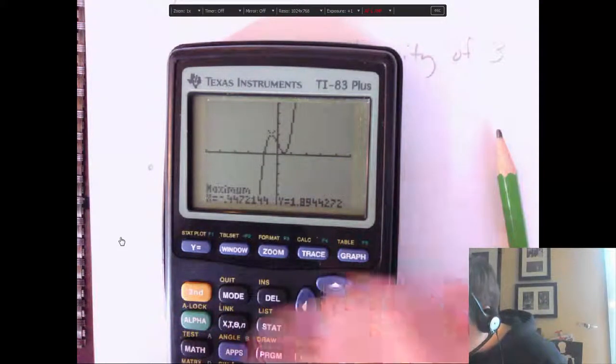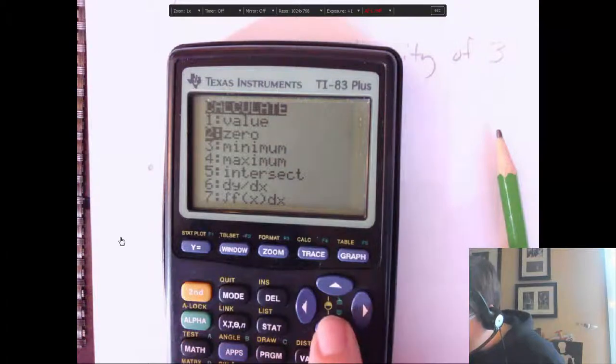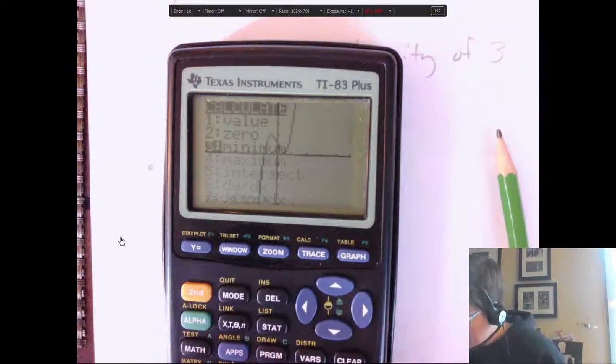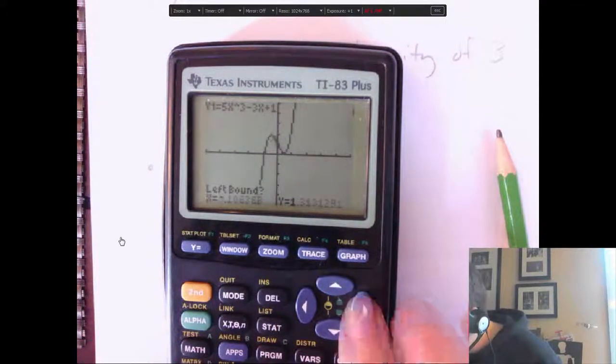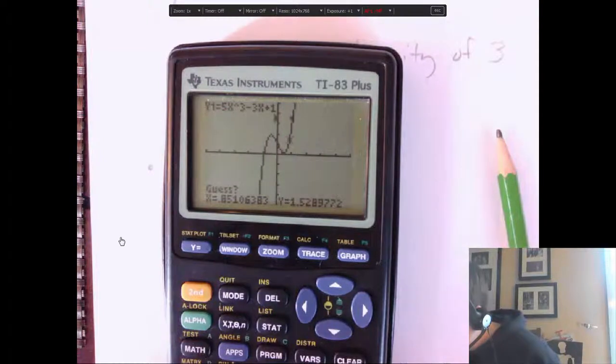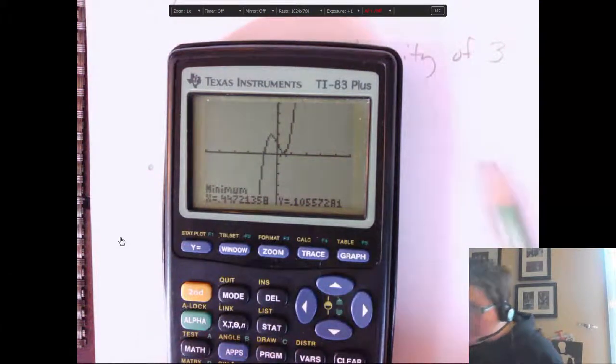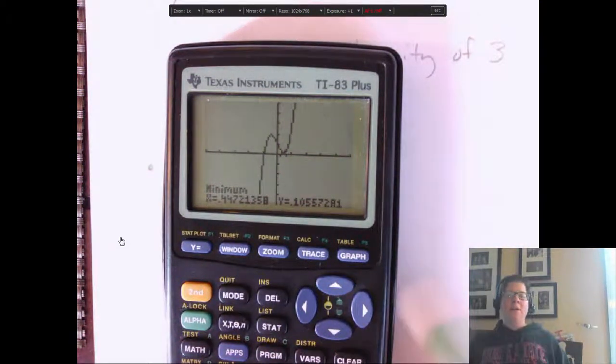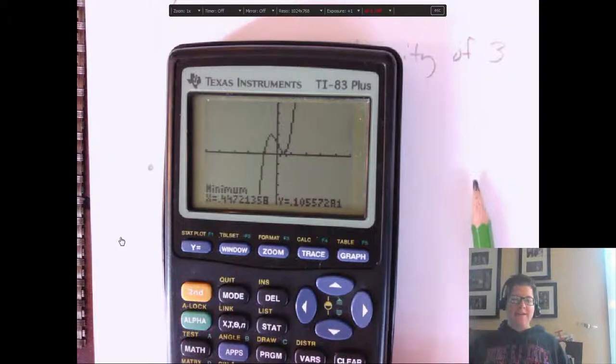So if I wanted to do the other point, which is a minimum, I again go to calculate, hit minimum. I'm already on the left side, so I just hit enter. And then I move my little arrow with my button over here to the right side. I don't care about the guess, so hit enter. And so it ends up taking 3 enters to get to 0.44, 1, so it's almost the same thing on the other side, a little off on the negatives, but there you go.